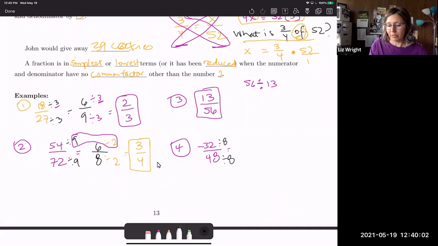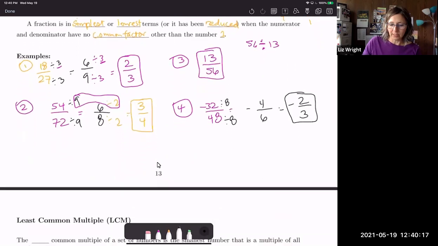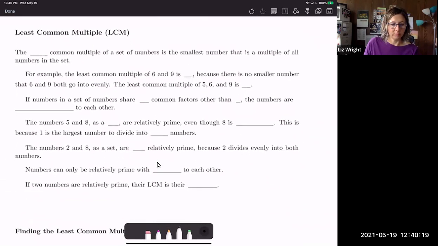So if we're going to divide 32 by 8, we would get -4. And 6 times 8 is 48. So that would be a 6. Then we can divide them both by a 2. So it could be -2/3 for our final answer. All right, so let's look at the next page.